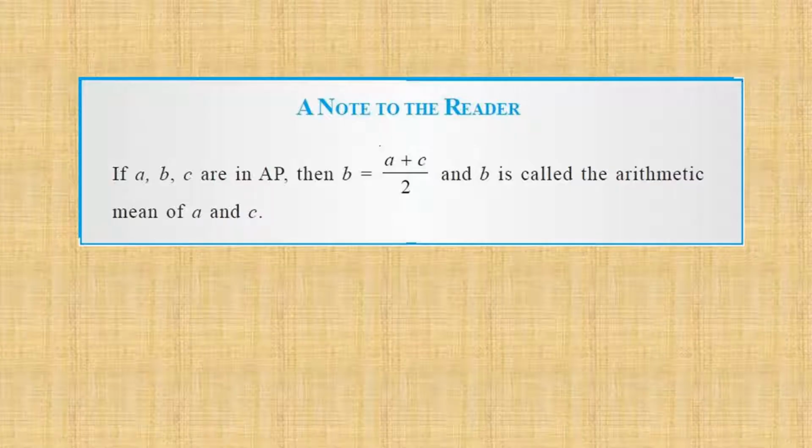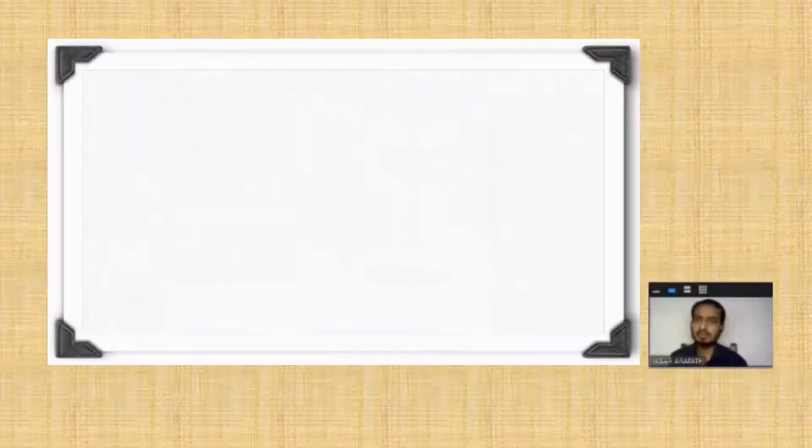A small topic here. This is the last one. I shall open the whiteboard. The last one is a note given in the textbook, on the last page of this chapter. If A, B, and C are three consecutive terms of an arithmetic progression, we can write B is equal to (A plus C) by 2.